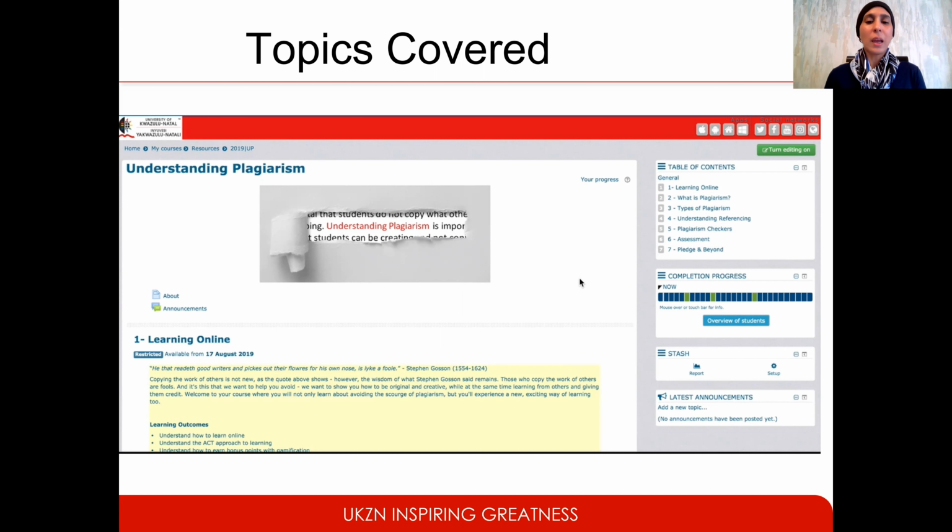And after having completed all the various sections, they then had to sign a declaration saying that they would not plagiarize. Now, at the beginning of each of these sections, the student was informed as to how long it would take them on average to complete this module and the different activities that would be involved.